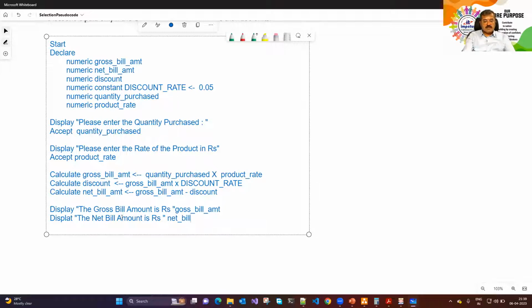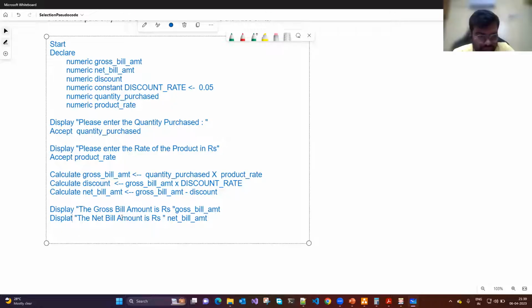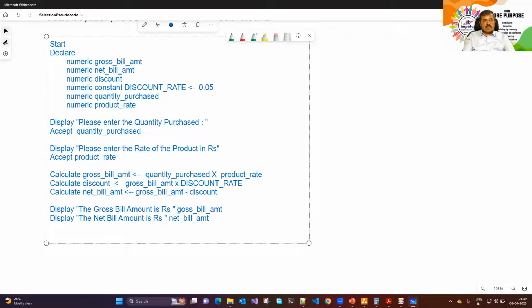Net bill amt. Sir, gross spelling. You cannot make spelling mistakes. And then we stop. So that's our pseudocode for it.